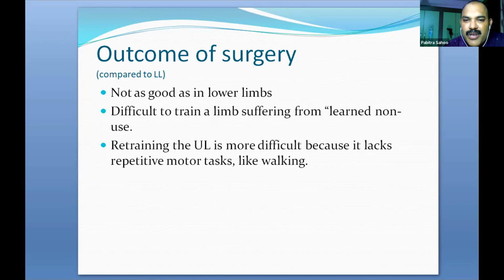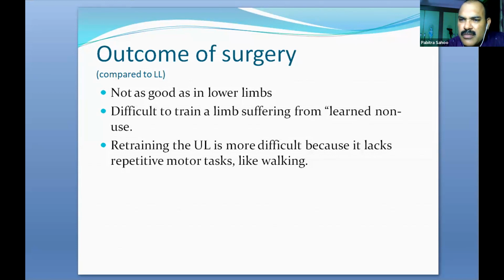Then retraining of the upper limb is more difficult because it lacks repetitive motor tasks. In the case of lower limb walking, the task is repeated each time the child tries to walk or starts walking. The task is repeated each time, each step. This does not happen in the case of the upper limb. That's why it is different from lower limb surgery.